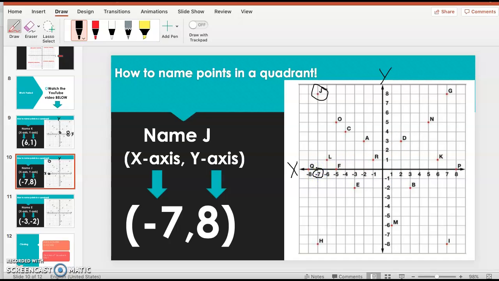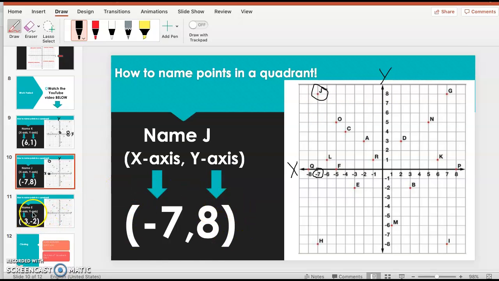-7. Okay, -7. So if we put -7 right here, that's a start. Now we have to know what our Y is, okay? Our Y is this line up here. So we go all the way up, find out where that dot is, and it is on 8. So then we put the number 8 here. That's all you have to do.